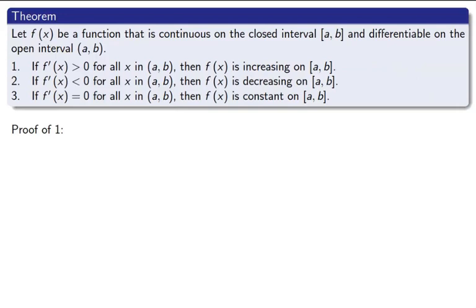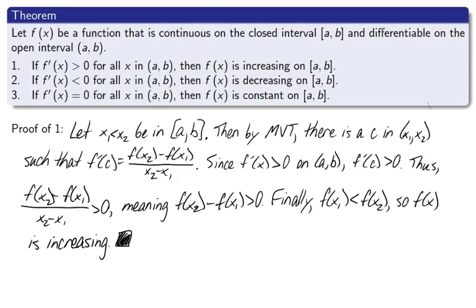I want to give you guys a little proof of this, but what I'm going to do is write the whole thing, and then I'll come back and explain it. What we do is if we want to show that the function is increasing, and we're assuming the derivative is greater than 0, we choose an x1 and an x2, and we want to show that f of x1 is less than f of x2.